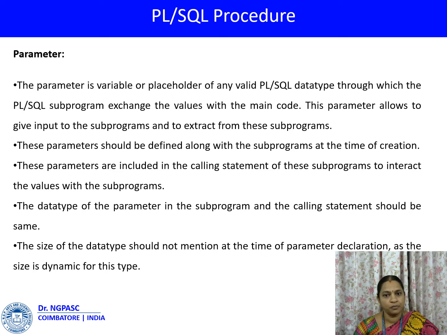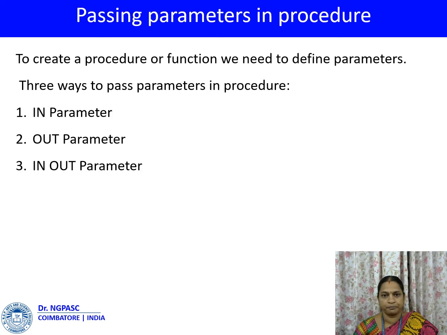The data type of the parameter in the subprogram and the calling statement should be the same. The size of the data type should not be mentioned at the time of parameter declaration, as the size is dynamic. Now let us discuss how to create the procedure and how to pass the parameters in the procedure. To create a procedure or function, we need to define the parameters. There are three ways to pass the parameter in a procedure: IN parameter, OUT parameter, and IN OUT parameter.